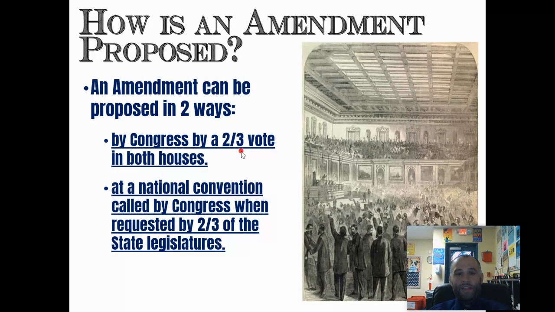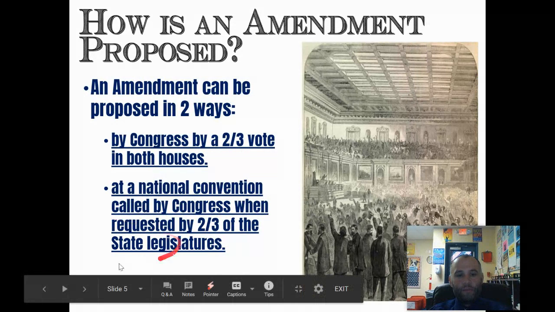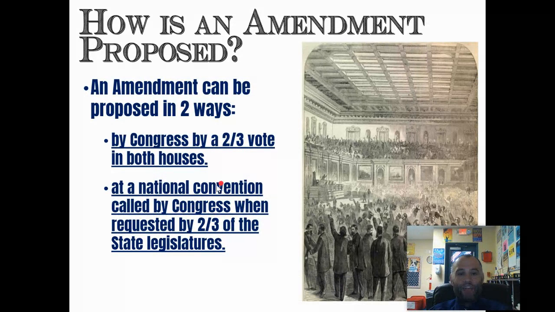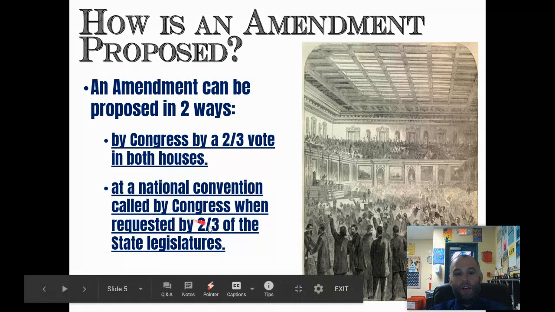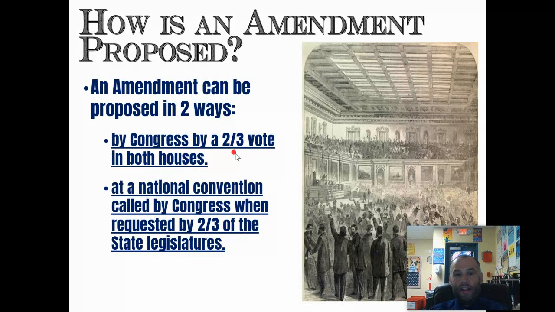So for both the House and Senate, it takes 2/3, not just a majority, not 50%, 2/3 of both the House and Senate must vote yes. At that point, it's officially proposed. There is another way, which I won't talk about as much because it's never been used: we could have a national convention called by Congress if it's requested by 2/3 of the states. That's never been done, so we'll focus on this one. 2/3 of both houses of Congress have to vote yes.